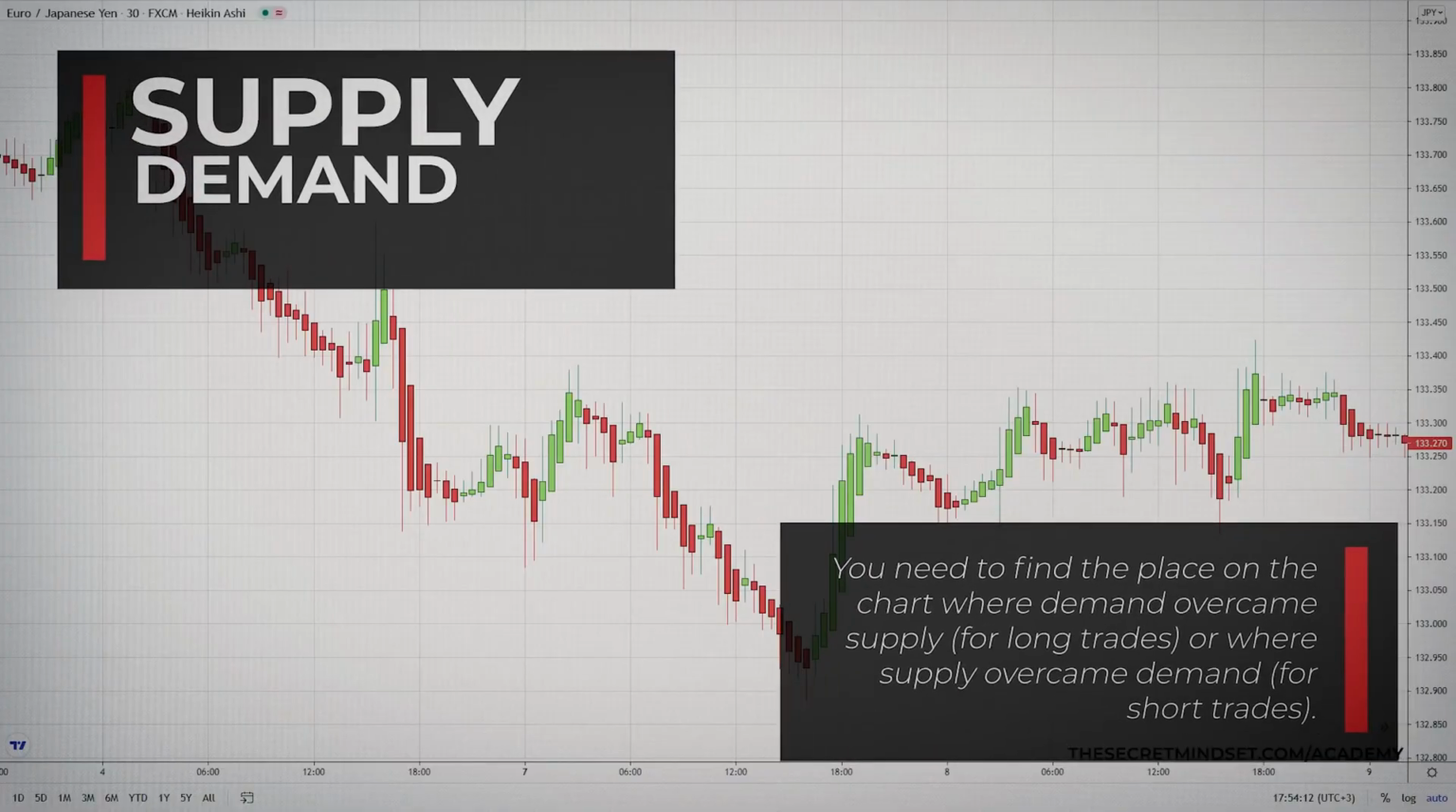So how do you mark a supply or demand zone using Heiken Ashi? The idea is to find a place on the chart where demand overcame supply for long trades, or where supply overcame demand for short trades.